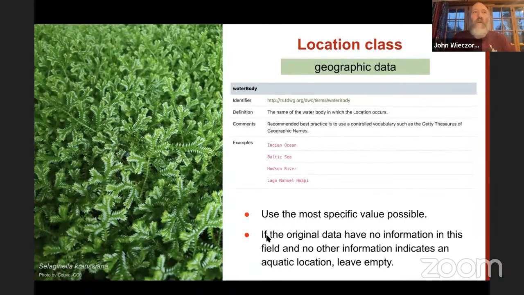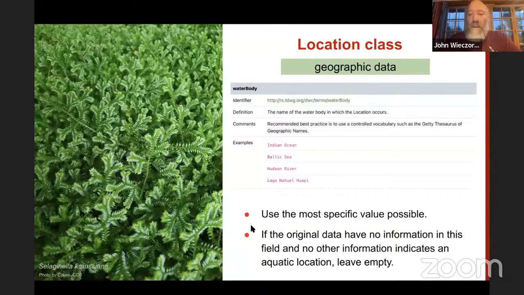Then we get into the other administrative or geographical specific terms that aren't administrative within a country necessarily. The first of these is water body. What you want to do here is, oftentimes water bodies will be hierarchical as well. So one type of water body within another type of water body and so on. We want to use the value that is the most specific one.